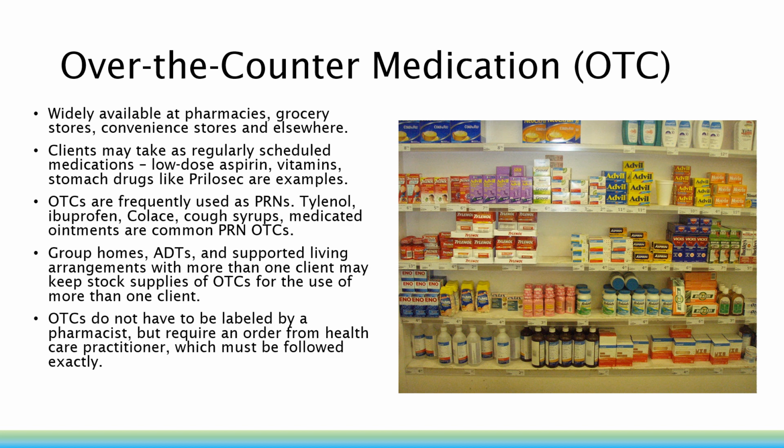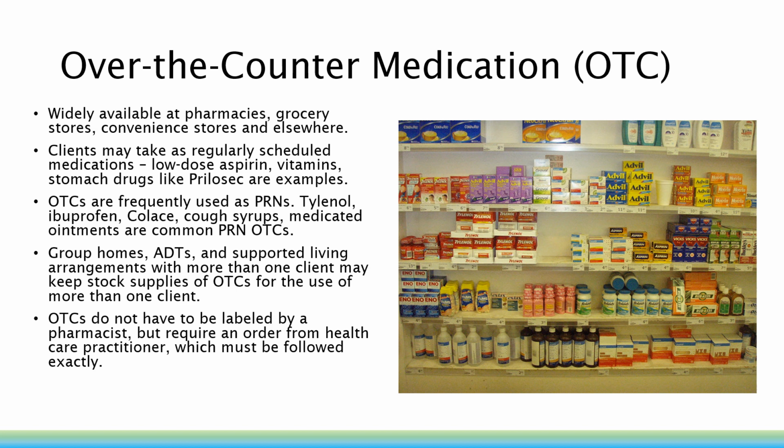Over-the-counter medication, known as OTC, widely available at pharmacies, grocery stores, convenience stores, and elsewhere. Clients may take these as regularly scheduled medicine. Low-dose aspirin, vitamins, stomach drugs like Prilosec are some examples of these. Over-the-counter medicines are frequently used as PRNs. Tylenol, ibuprofen, Colace, cough syrups, medicine ointments are commonly known as PRN OTCs.